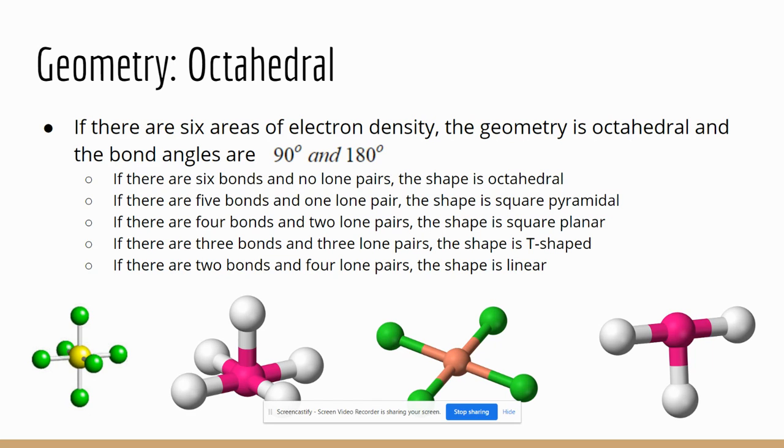If you've got 3 bonds and 3 lone pairs, the shape is T-shaped. Again, we see a repetition of the word T-shaped. I didn't show it here because I couldn't find any examples of it that exist in real life. But if you have two bonds and four lone pairs, the shape will be linear.